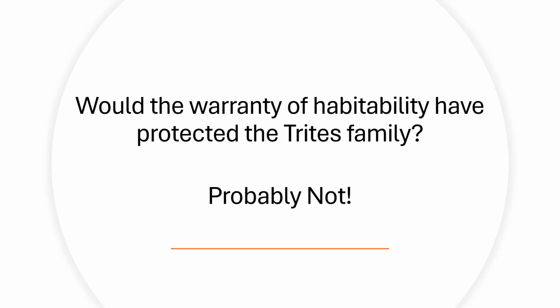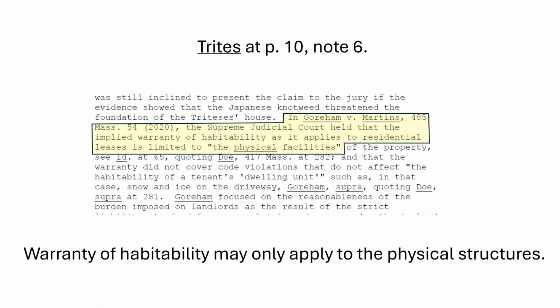Would the warranty of habitability have protected the Trites family if that was the sole basis for their lawsuit? Probably not. That's because Massachusetts only applies the warranty of habitability to structures. Thus, although this warranty in many cases can create strict liability, that liability may only apply to the condition of the structures and could leave claimants for damages from a knotweed infestation out in the cold. This is one way in which a warranty of habitability is not as protective as one might expect.